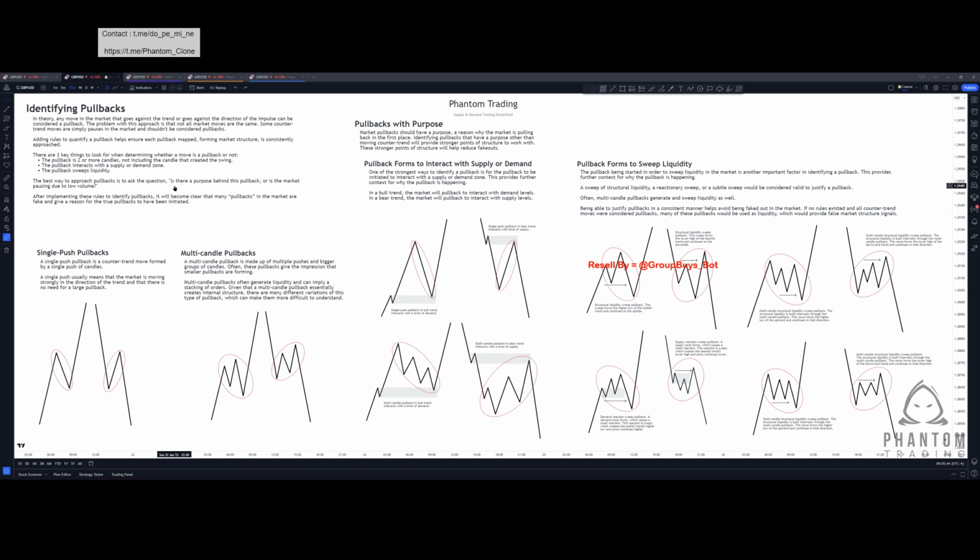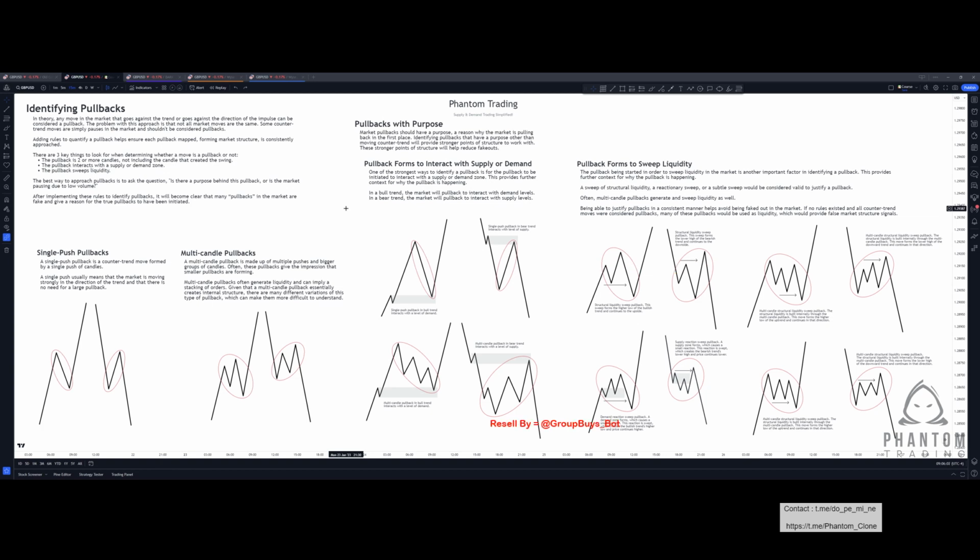And this goes back to the question, is there a purpose behind this pullback? Market pullbacks should have a purpose. This is the reason why the market's pulling back in the first place. Identifying pullbacks that have a purpose other than moving counter trend will provide stronger points of structure to work with. These stronger points of structure will help reduce the fake outs that we can see in the markets.